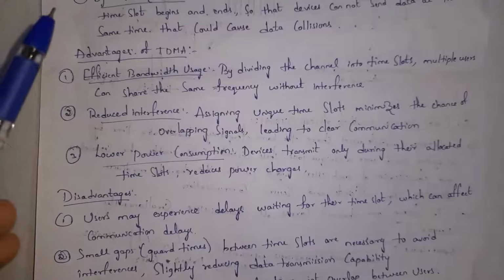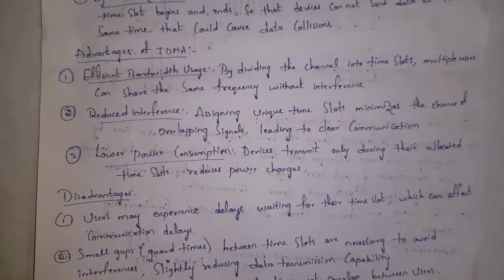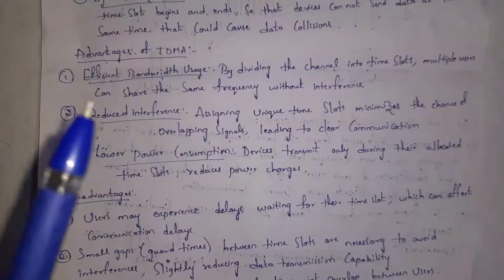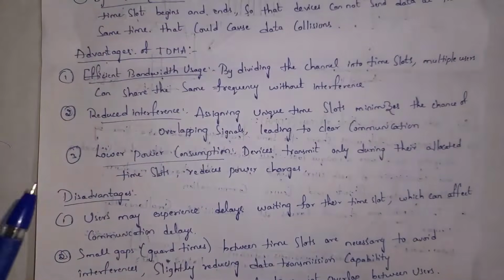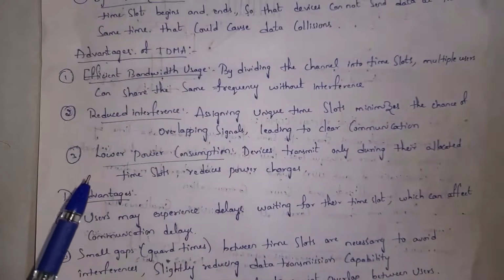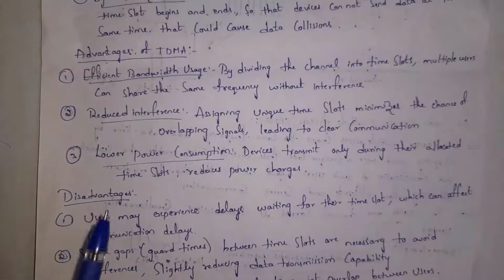These are advantages of TDMA. And the first one is efficient bandwidth usage. As each and every user will get one time slot, all users will use time slots without wasting. And also, multiple users can send data at different time slots without interference. As channel is divided into time slots, there will not be any interference. As device will use only particular time period in order to send data, power charges will be low.